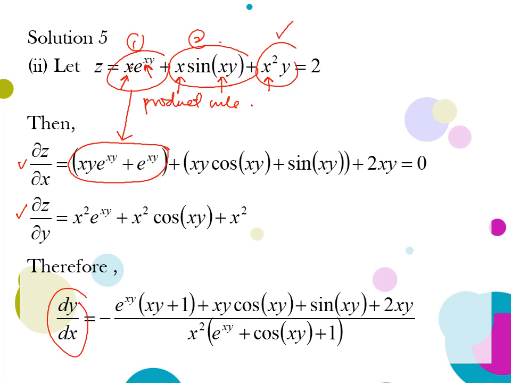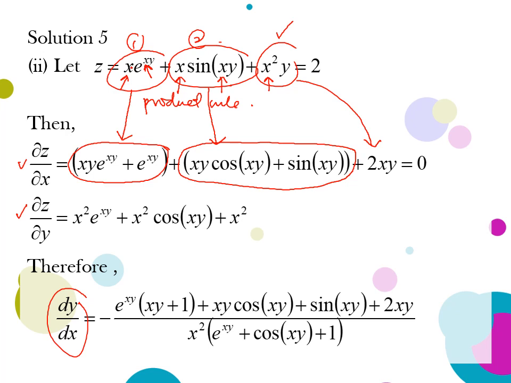Okay, x times sine xy, this will give you this summation. And this will be differentiated as usual, which gives you 2xy. Y is a constant. Treat it as a constant.